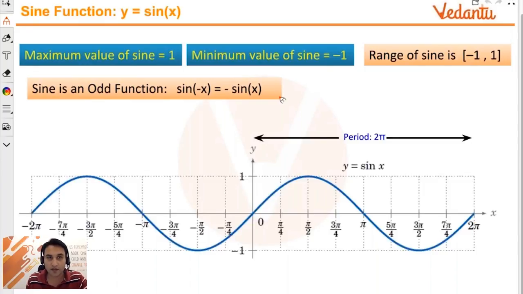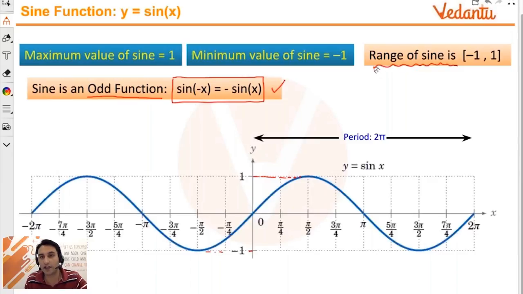I'm just summarizing. Sine is an odd function. Sine of minus x is minus sine x. All of you know this. Okay? The maximum and the minimum value of the sine graph is between minus 1 and 1, right? So this is what we call the range of the sine function, which we will learn in detail in functions going ahead. But what is the range? The range is the area along the y-axis in which the graph lies. So the graph of sine x lies between minus 1 and 1.